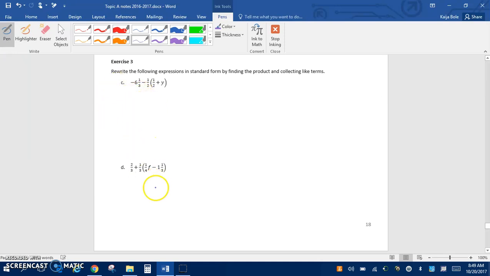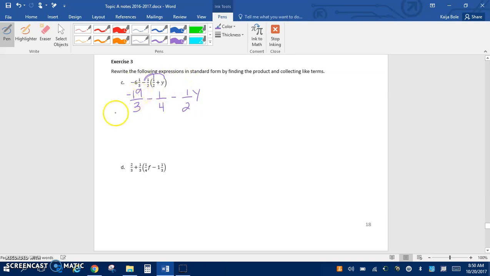So, the next part that we're adding on now, if you look at part C here, there's a little bit of the distributive property that we need to do first. In our first step, I'm going to get rid of this mixed number and I'm going to distribute. So this 6 1/3 would become negative 19 thirds, and now we're distributing this negative 1/2. So negative 1/2 times positive 1/2 would be minus 1/4, and then we'd have minus 1/2 y.